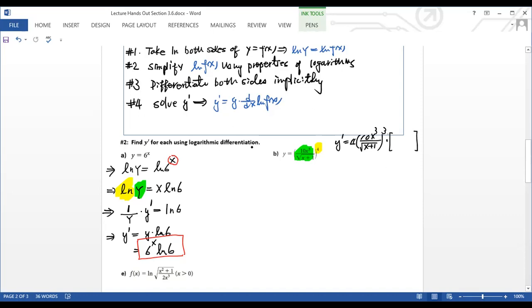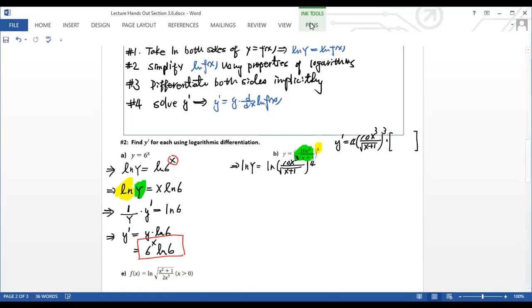Let's see how the log can help us. It's really cool, right? Okay, so let's take the log of both sides. Just follow the steps. So I say take the log of both sides. So this is a log of 10x cubed over the square root of x plus 1, to the 4th power, right?